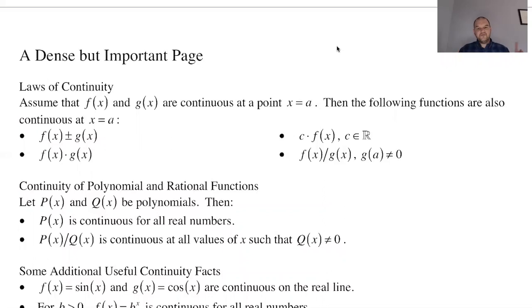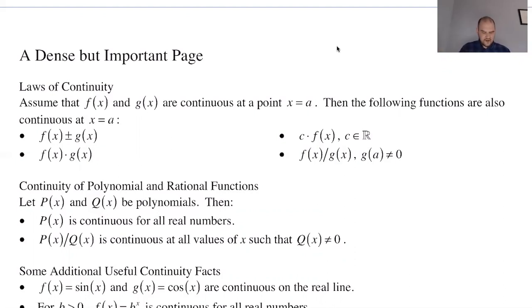If f of x and g of x are continuous at the point x equals a, so this is a big deal. If they're both continuous there, what does it mean to be continuous? Limit exists, function exists, limit equals the value of the function, right? So if f and g are both continuous at x equals a, then the following functions are also continuous at x equals a. So this is good because we want to be able to use this.